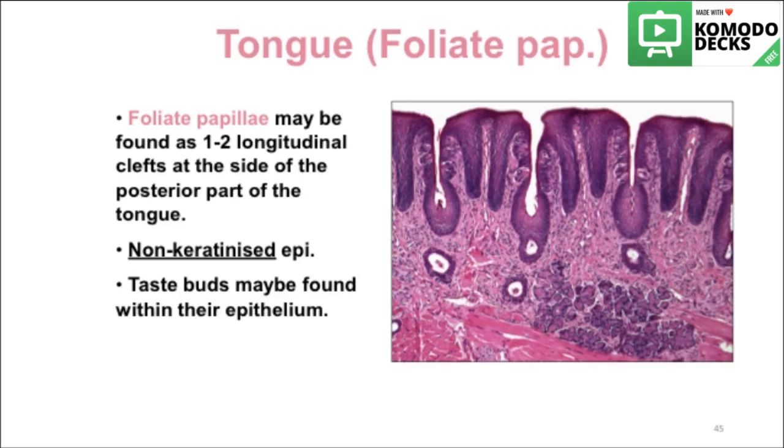Thirdly is the foliate papillae, which is located on the lateral side of the tongue. It is a non-keratinized epithelium and it contains taste buds within their epithelium.